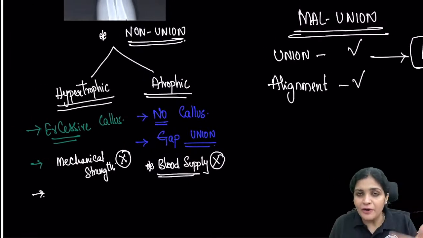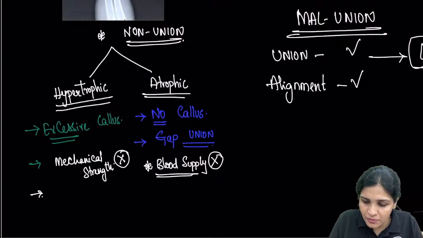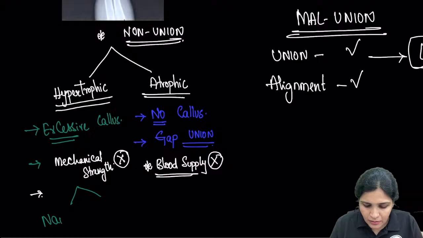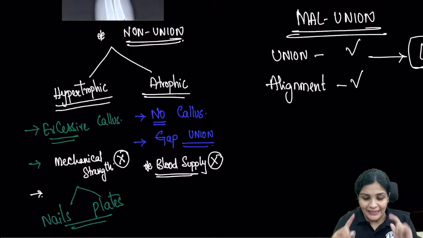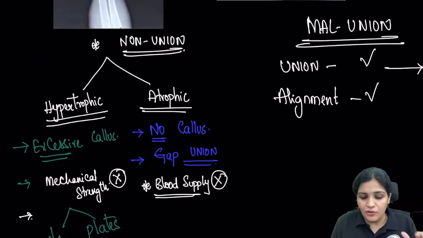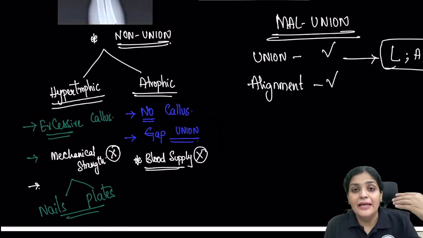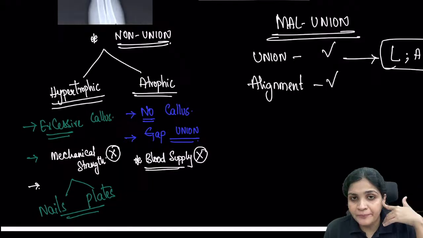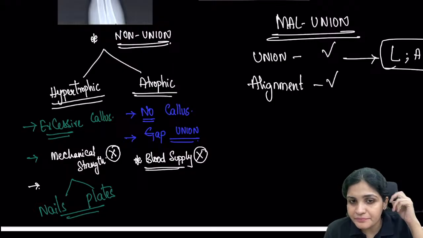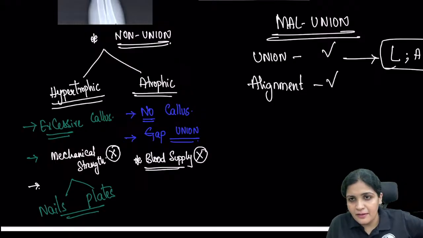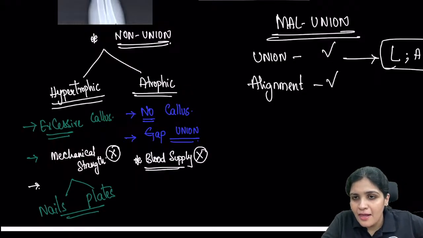Yes, ma'am. So how do you provide the mechanical strength? We provide it through implants. We provide it through nails and plates. So now the question will be like this. In case of the hypertrophic non-union, what is that additional requirement the bone requires? What is the treatment of the hypertrophic non-union, in other words? Yes, what would be the answer?